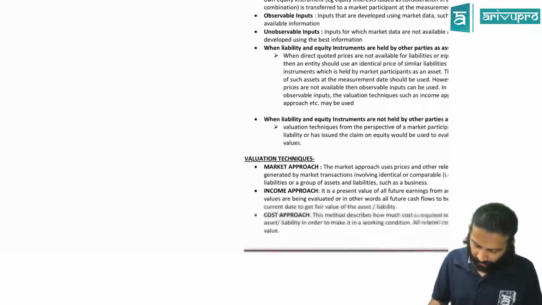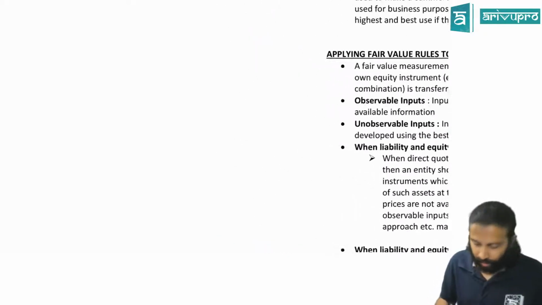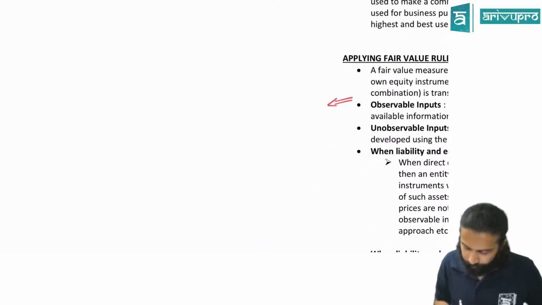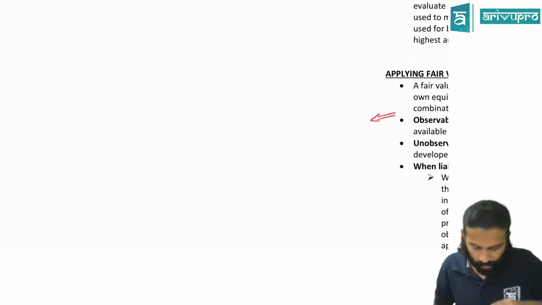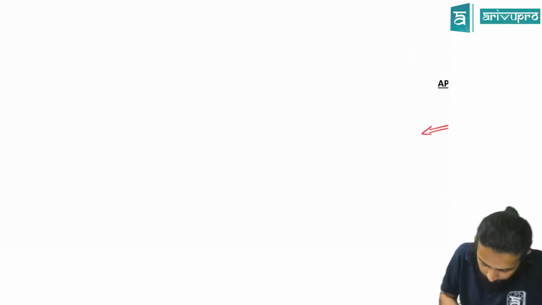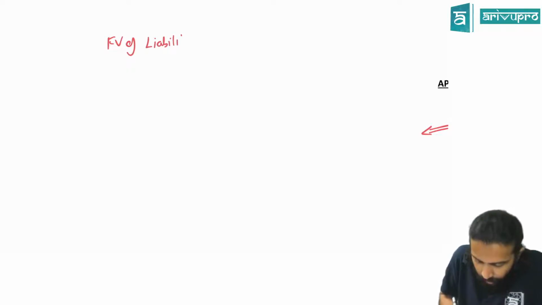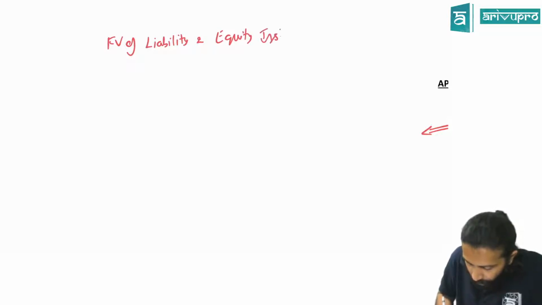For that I'll give you a chart. Actually theory is quite big. I'll just give you a chart, remember that chart, okay? And in fact I'll draw that chart in the class now. We'll give the heading as fair value of liability and equity instruments. We'll call equity instruments as EI.